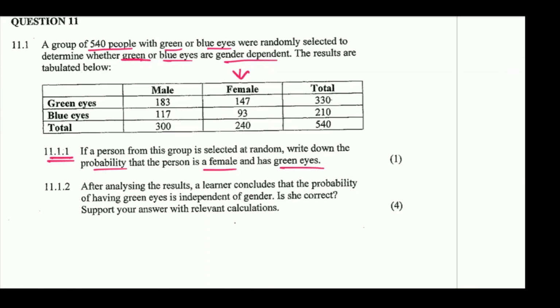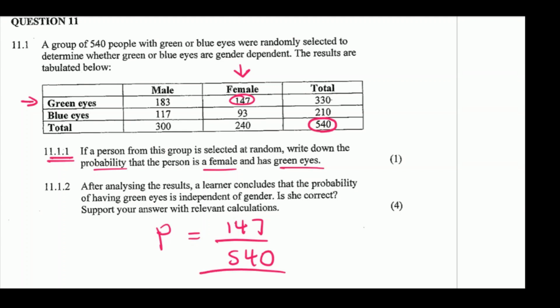So looking at female and green eyes, so this is green eyes and this is female, right? We're going to look at female and we're going to look at green eyes. So where do these points intersect? At these points here, right? So the probability of a female with green eyes is 147, and then we have to divide by the total number of people, which is 540. So this is your solution here.